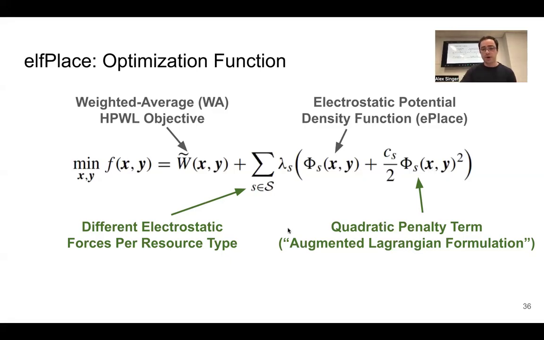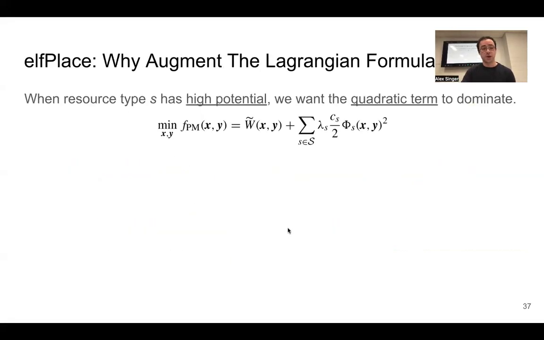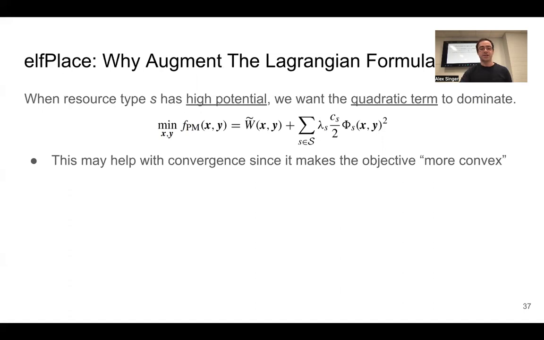So I'm going to talk about the augmented Lagrangian formulation. What they argue for in their mental map of this is that when resource type S, for example LUTs, have high potential, meaning that they're in regions of very, very high electric fields, they want the quadratic term to dominate.